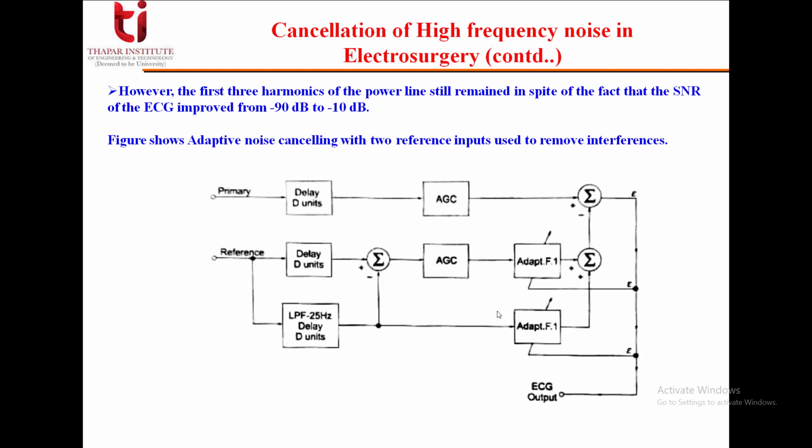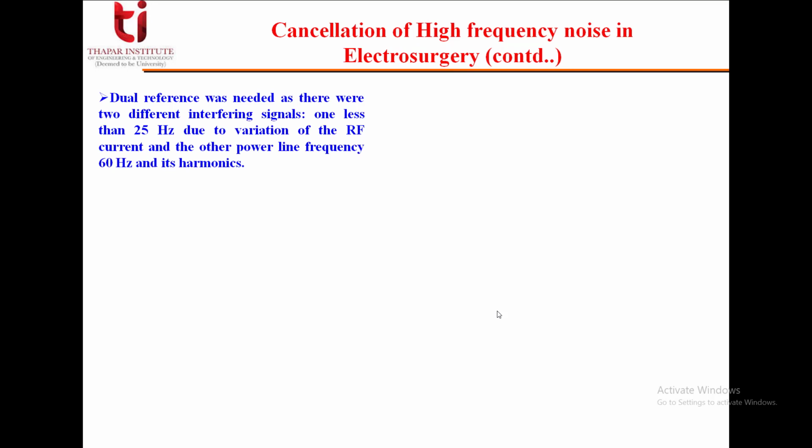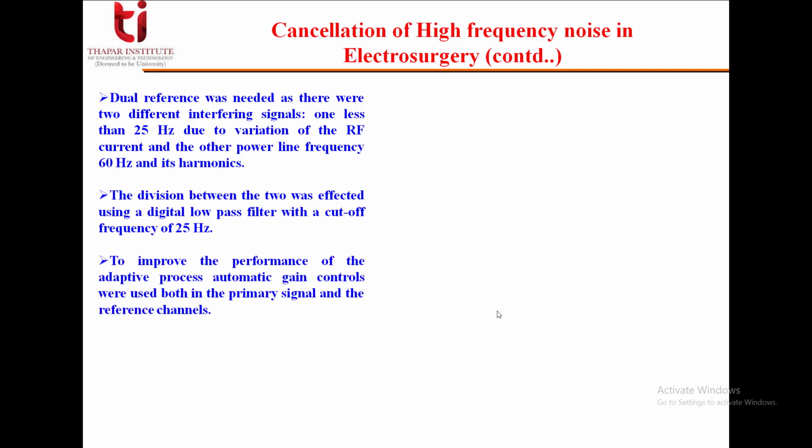So this figure shows adaptive noise cancelling with two reference inputs which is used to remove the interference. Now, what is the use of this dual reference? Dual reference was needed as there were two different interfering signals. One less than 25 Hz due to the variation of the RF current, and the other power line frequency 60 Hz and its harmonics. So the division between the two was affected using a digital low pass filter with a cutoff frequency of 25 Hz.